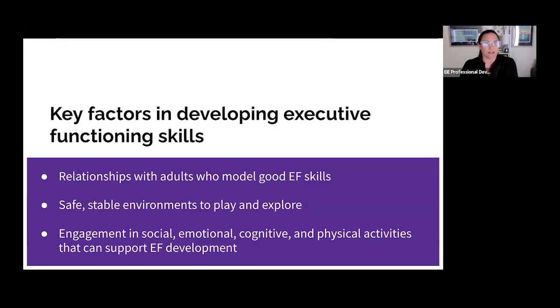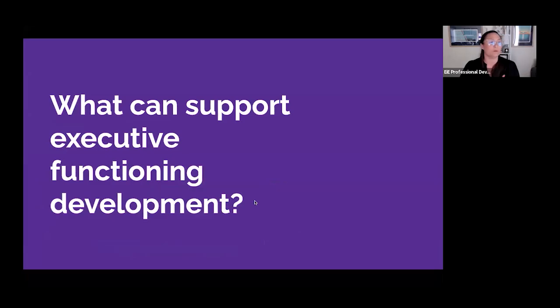So we talk a lot in engineering about failure. We want kids to fail. They need the same chances with executive functioning to take those risks and possibly fail. And they need engagement in the social, emotional, cognitive, and physical activities that will support executive functioning development. So that's what we're going to move into next: what exactly can we as educators do to support executive functioning development.